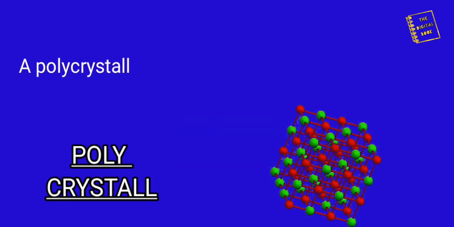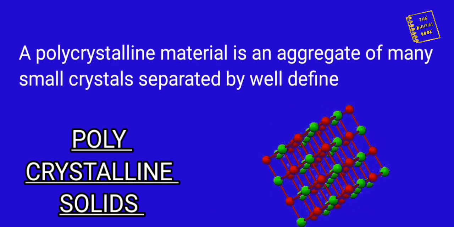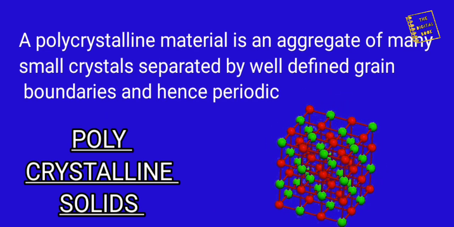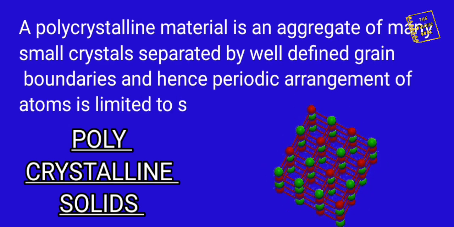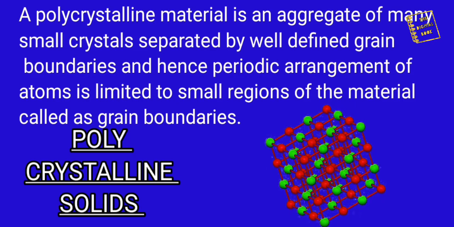A polycrystalline material is an aggregate of many small crystals, separated by well-defined grain boundaries, and hence the periodic arrangement of atoms is limited to small regions of the material called grains.